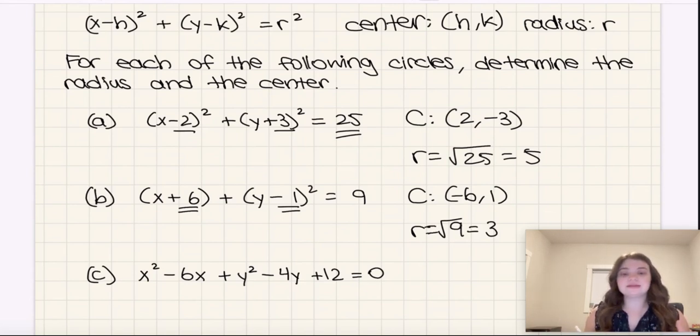Now, this third one is a bit more challenging because it's not immediately obvious what the center and radius is, because this is not in the correct format in order for us to find the center and radius. So what we're going to have to do is change it into this format. And the way we're going to do that is we're going to complete the square twice. We're going to do it for the x term and the y term. So let's get into how we would do that.